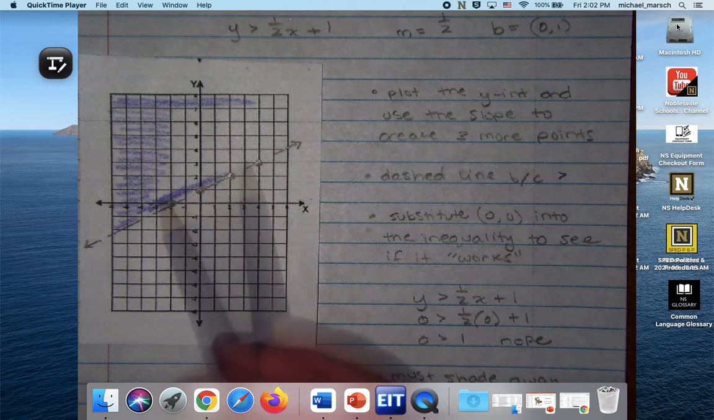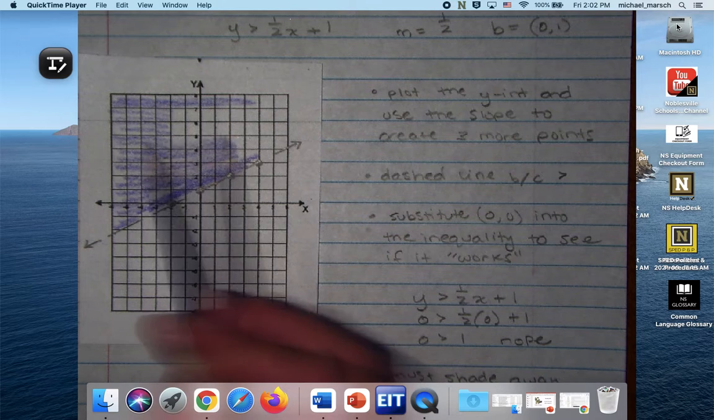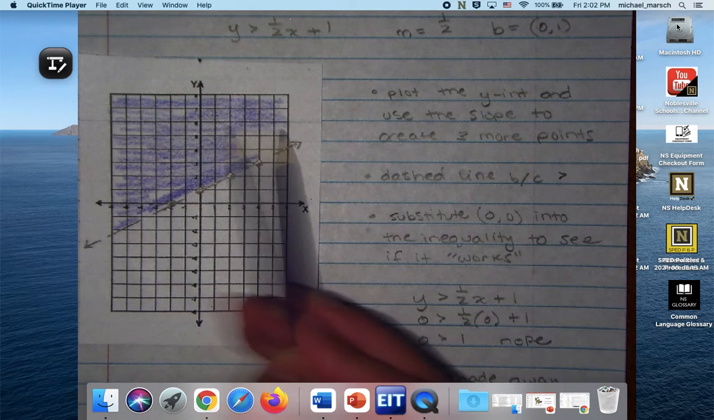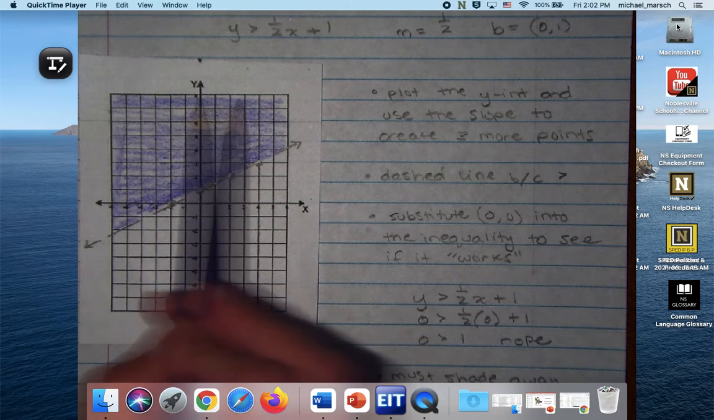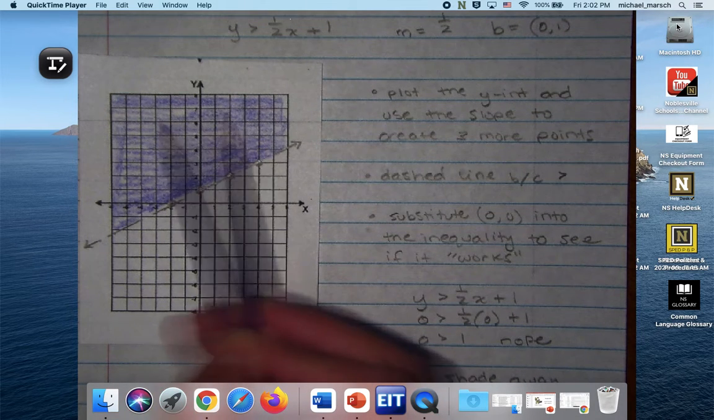I always have students ask, well, what if the line goes through 0? Well, then choose 1, 1 or 2, 2, something simple. Don't get crazy. You don't need to overcomplicate it, right? Smarter, not harder.